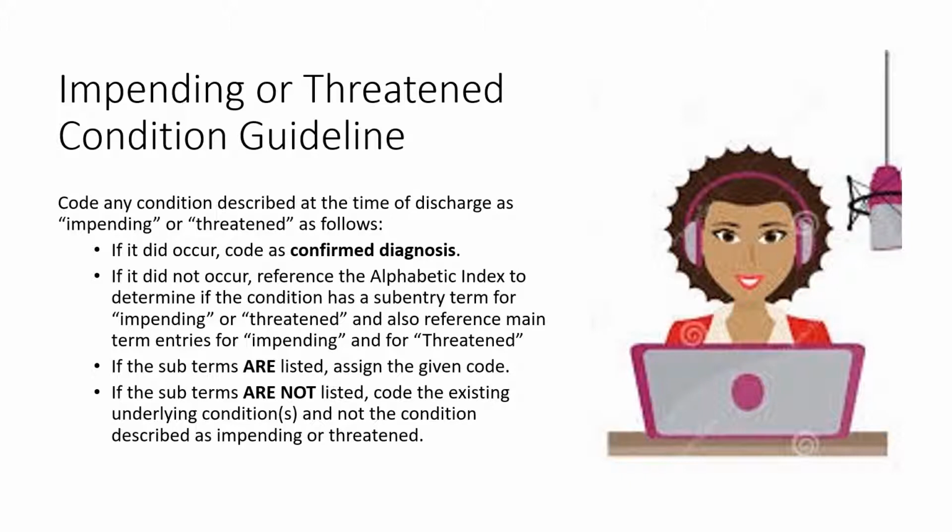Now, our fourth one, in the event there aren't any subterms listed, we're going to code the existing underlying condition or conditions and not the condition described as impending or threatened. So let's say we have, again, an impending fracture, but the patient also has osteoporosis. And if there isn't a code for impending or threatened fracture, we're going to code osteoporosis as our diagnosis code for the encounter.